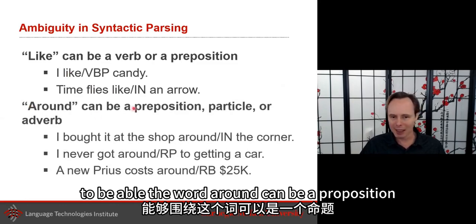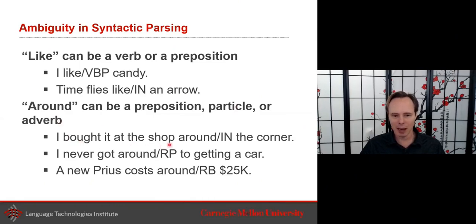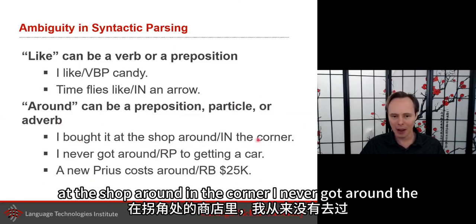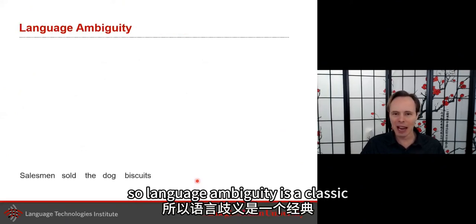The word around can be a preposition, a particle, or an adverb. I bought at the shop around the corner. I never got around. A new Prius costs around. All of these are different syntactic uses. So language ambiguity is a classic problem.